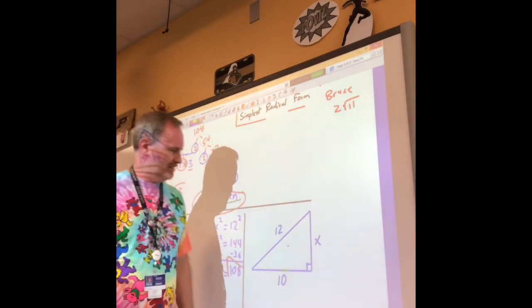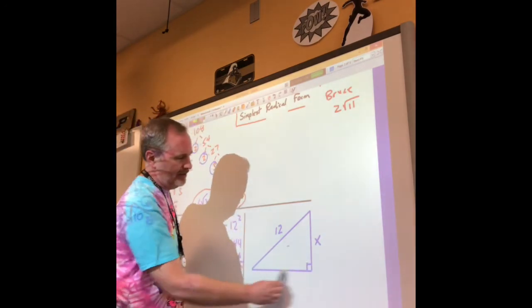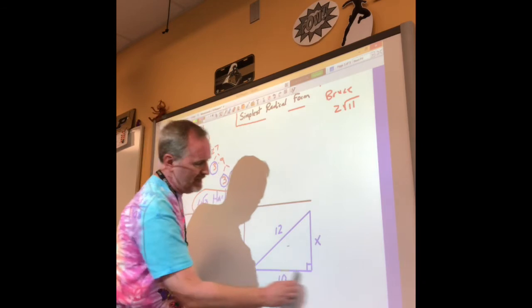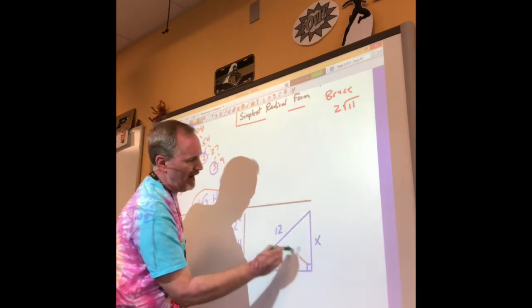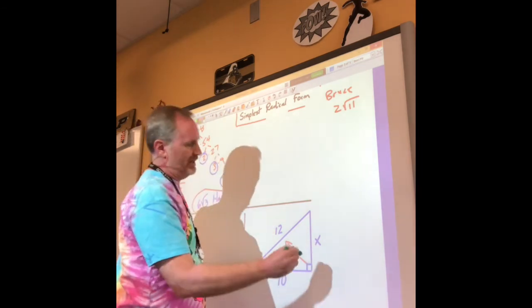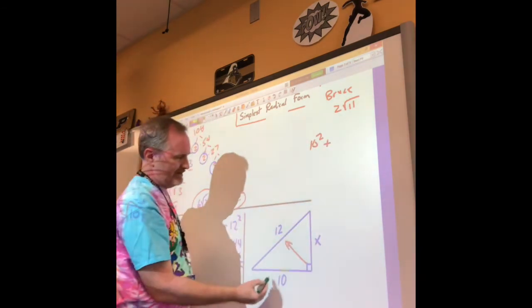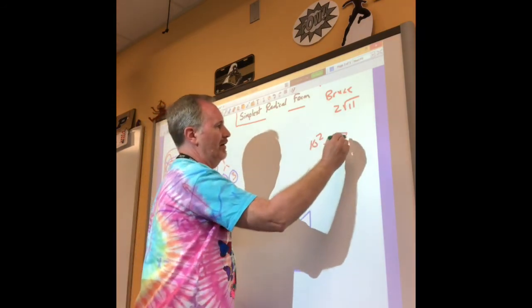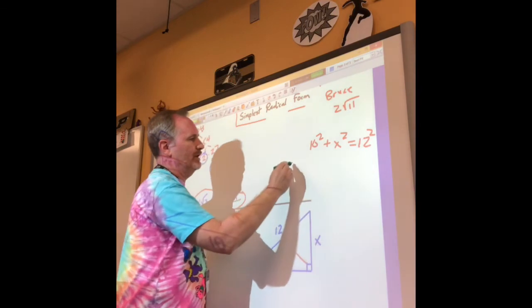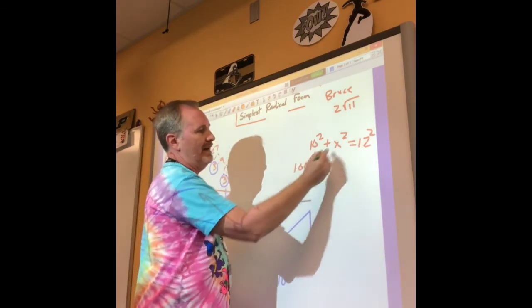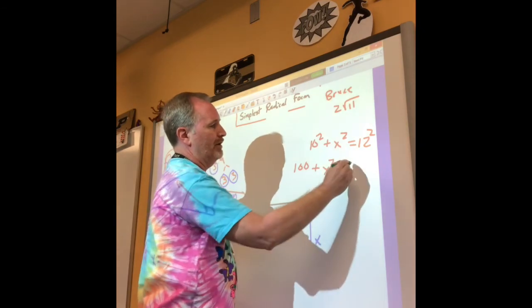Okay, in this one, we've got our leg. Ooh, we're missing a leg, so this is another missing leg problem. So you would say 10 squared plus x squared equals the hypotenuse squared, which is 12. So we're going to say 10 squared plus x squared equals 12 squared. Okay, 10 squared we all know is 100. X squared we don't know, it's just x squared at this point. And 12 squared is 144.